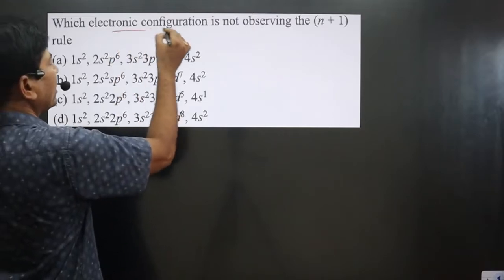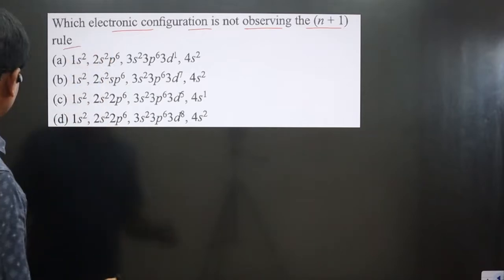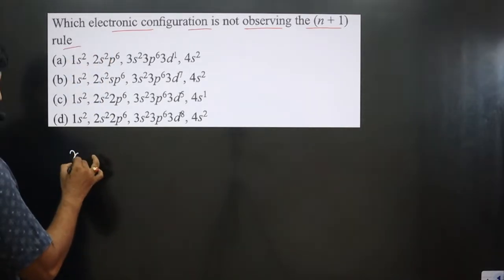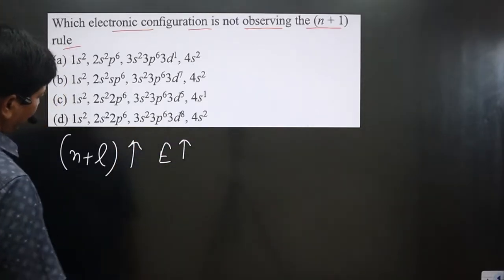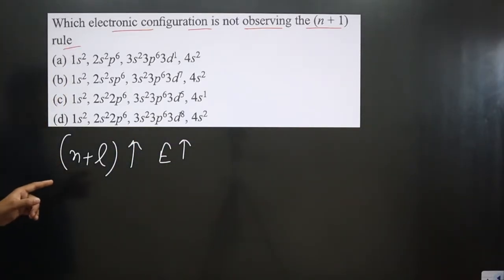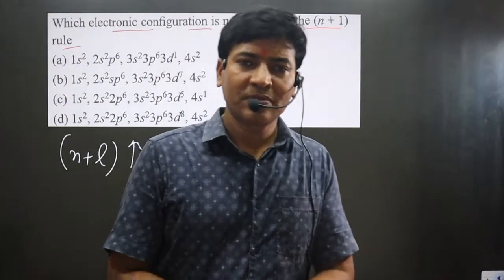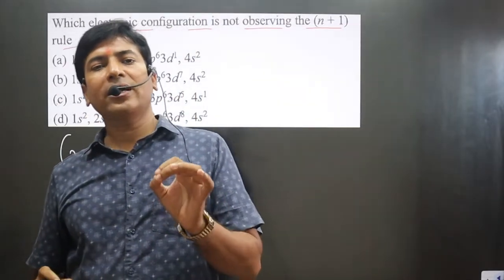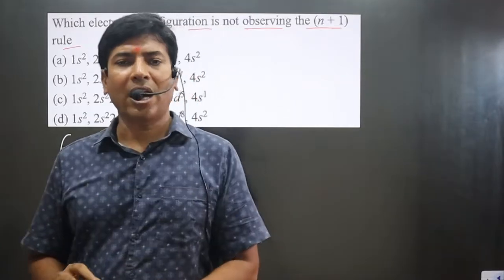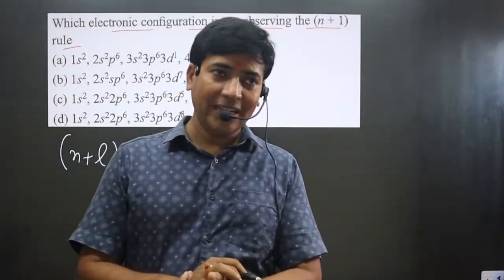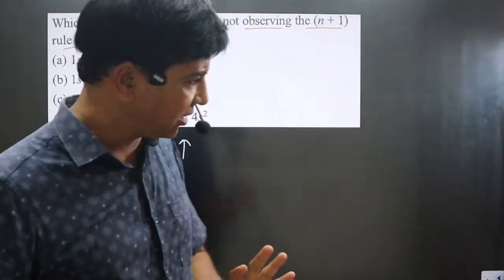The question says which electronic configuration is not observing the n plus L rule. Always keep in mind, the higher the value of n plus L, the higher is the energy of the orbital. If we talk about Aufbau's principle, filling of electrons in lower energy orbitals is done first, then that of orbitals having higher energy. Orbitals having lower energy are filled first with electrons.